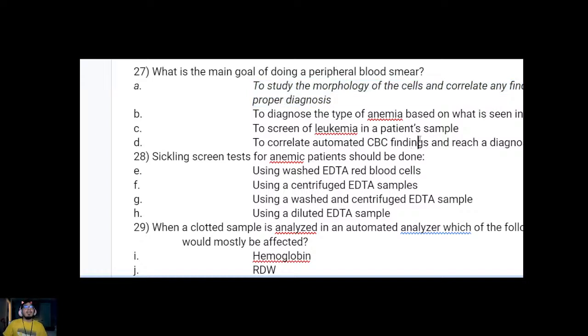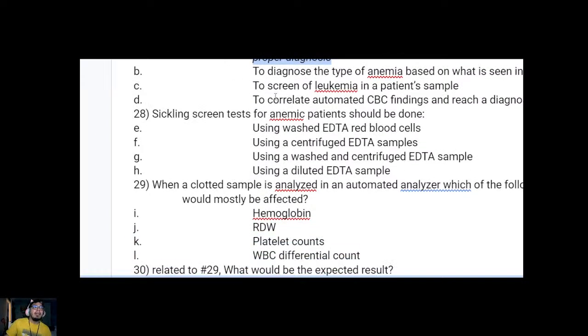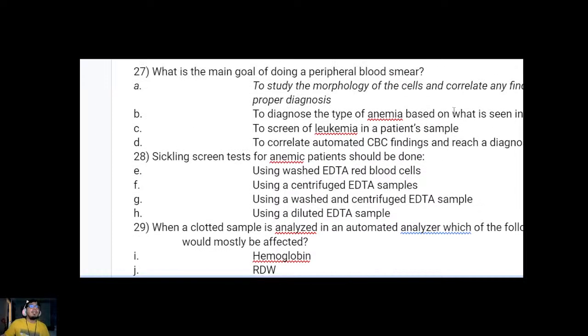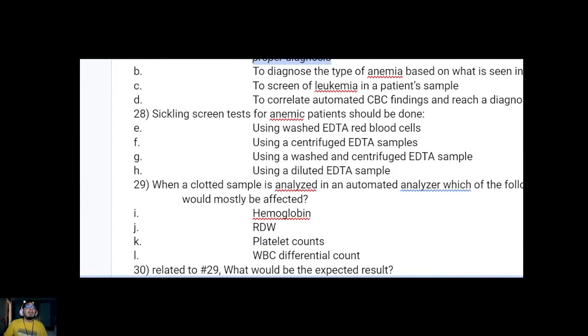Hindi tayo nagko-correlate. Pag nag-request ang doktor ng peripheral blood smear, hindi siya nagko-correlate ng automated results. Gusto niyang malaman kung ano ang meron sa pasyente. Tayo ang gumagawa ng correlation ng automated CBC findings. Hindi ang mga doktor. Atin to. Medtechs. MTs ang gumagawa nito. The main goal of peripheral blood smears is to study the findings.